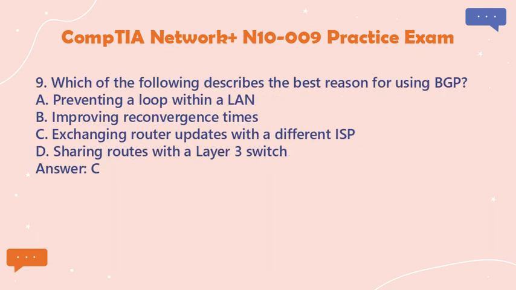9. Which of the following describes the best reason for using BGP? A. Preventing a loop within a LAN. B. Improving reconvergence times. C. Exchanging router updates with a different ISP. D. Sharing routes with a Layer 3 switch. Answer: C.